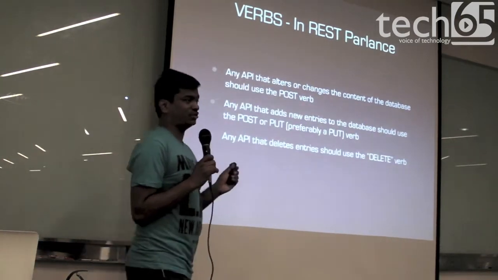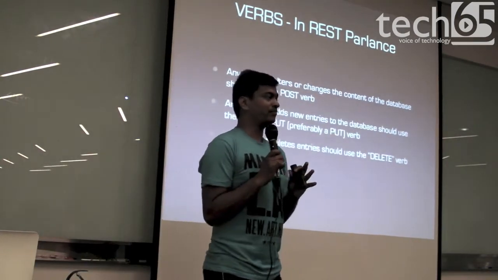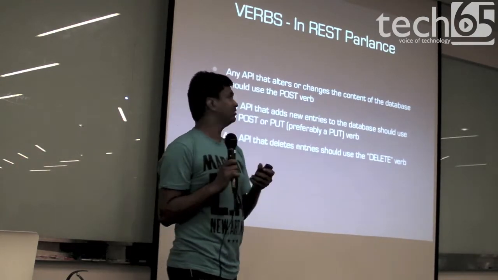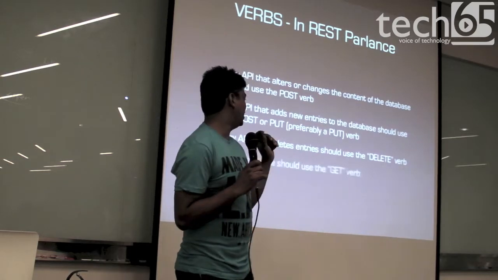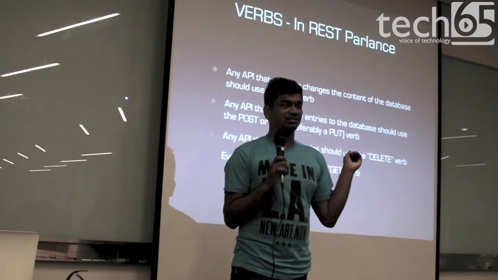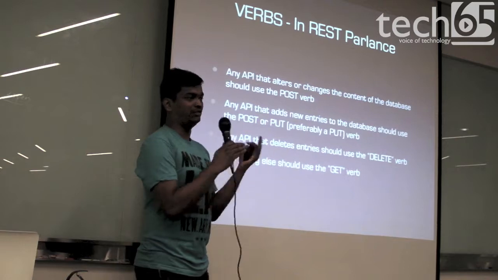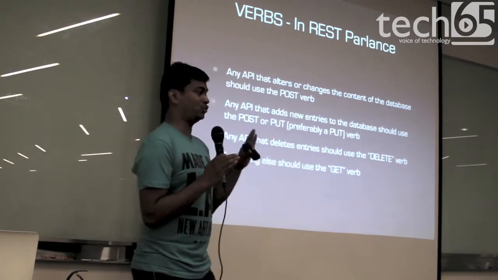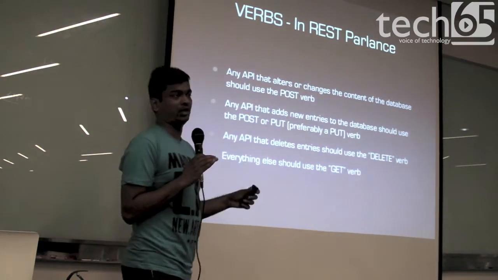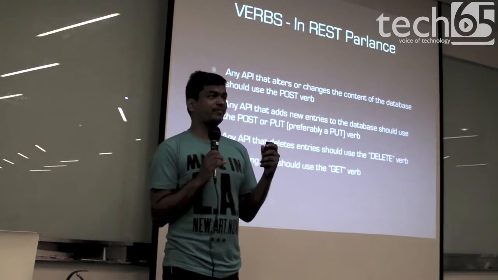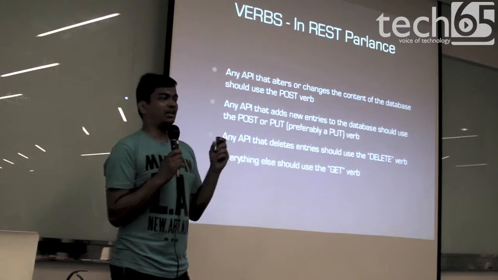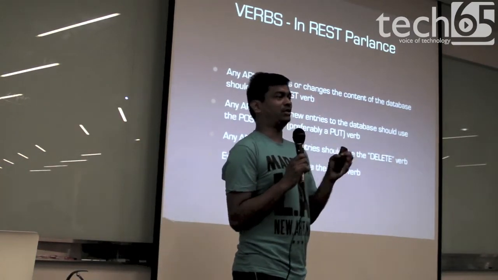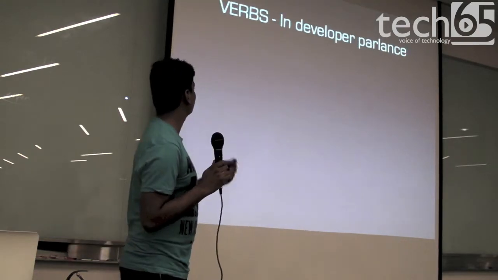Any API that changes your database should be a put or post. It's a post if it alters it, it's a put if it adds it. And any API that deletes it should be a delete. And anything that retrieves data from your database is a get. Simple. It should not be used in any other wrong way. Okay? Because put and post are called idempotent operations. We'll come to that later.